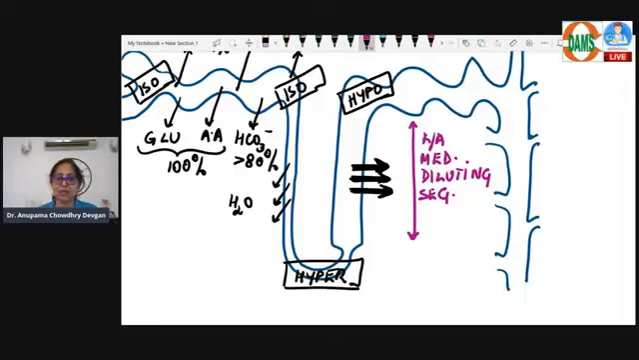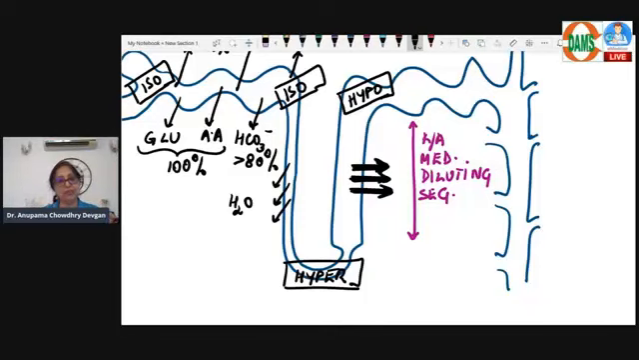Have you understood? So what has happened is the glomerular filtrate was isotonic with respect to plasma. Fluid at the end of PCT continues to remain isotonic. Why? Because solutes and water are absorbed to the same extent. Jitna solute, utna water. So fluid continues to remain isotonic.